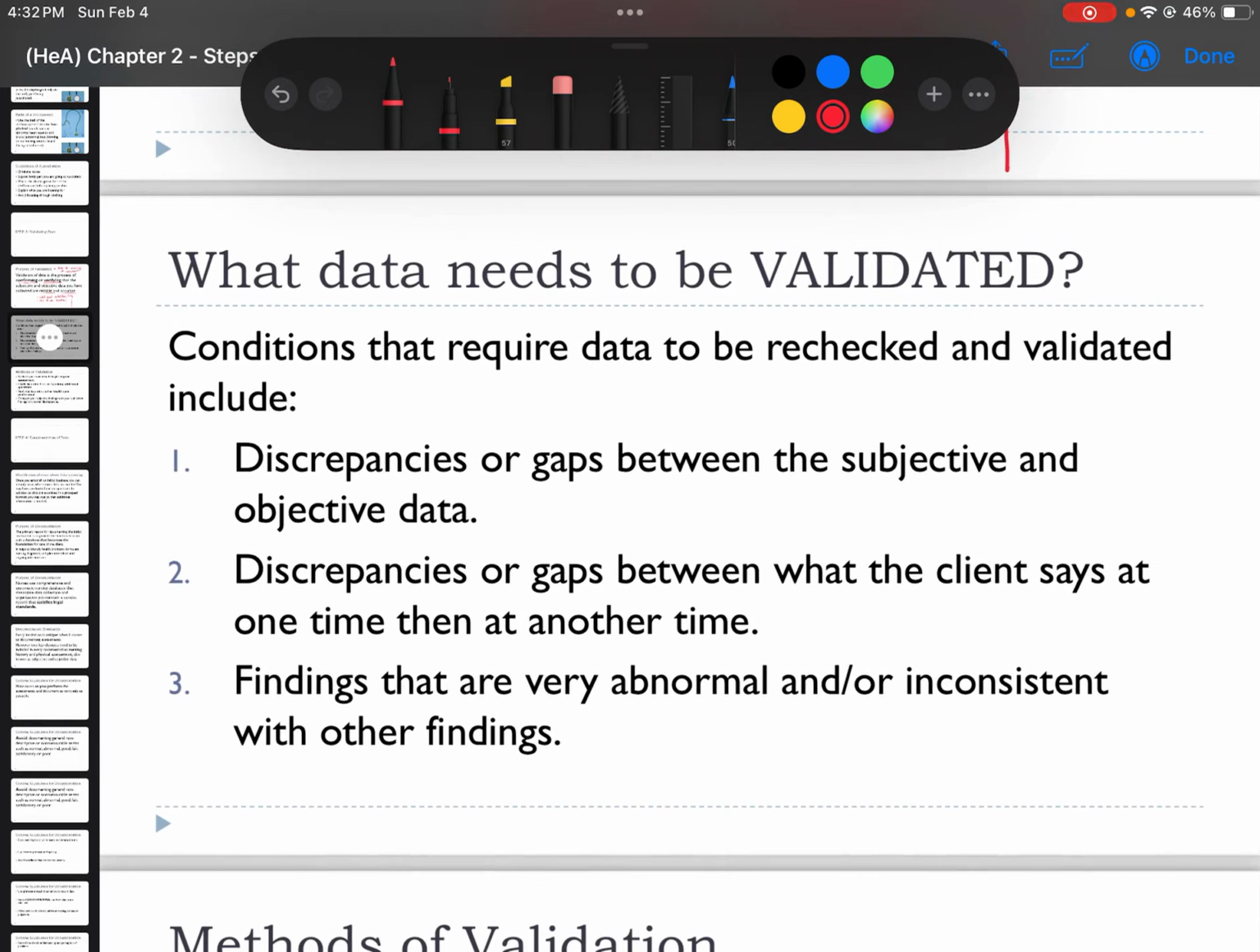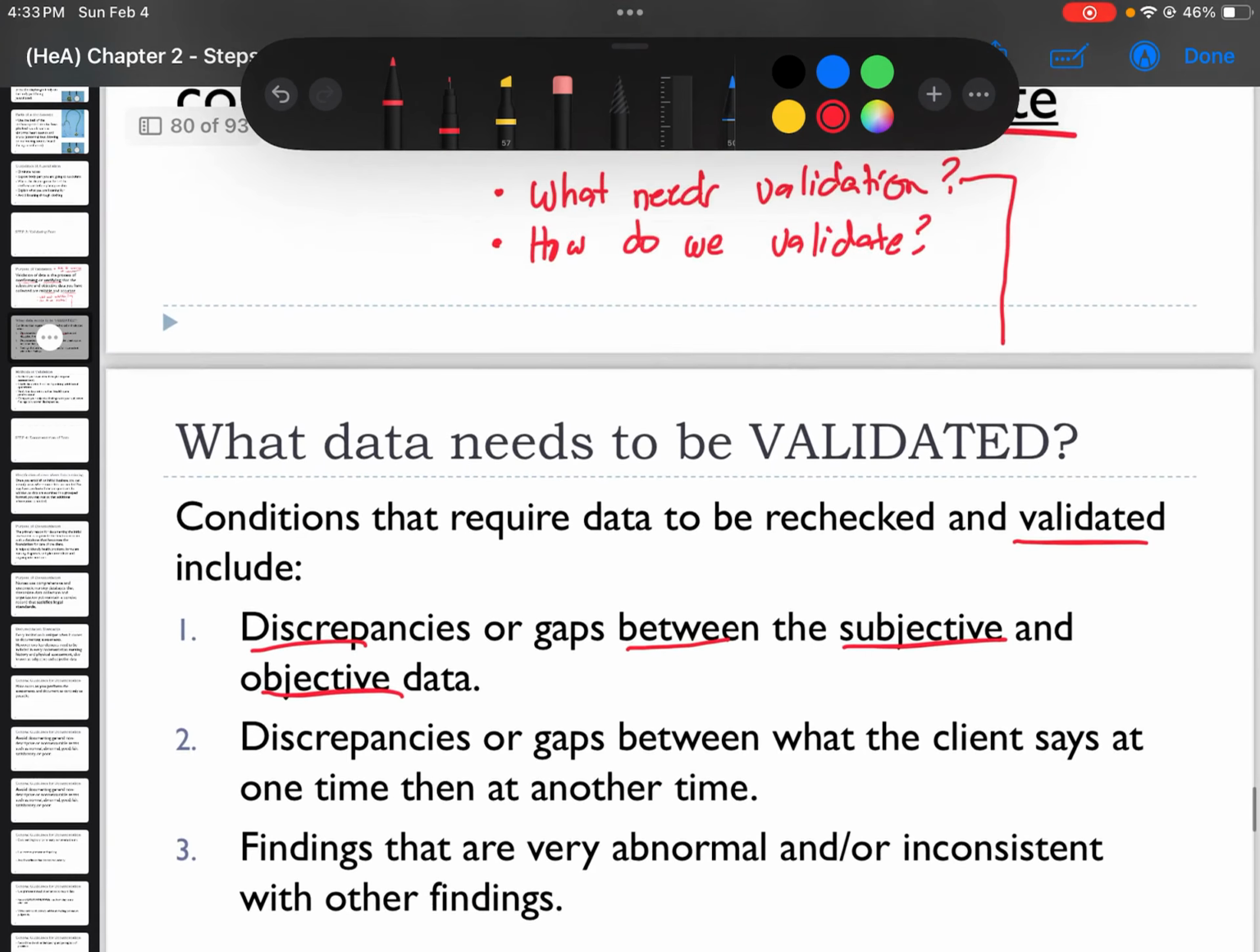Okay, conditions that require data to be rechecked and validated include number one, discrepancies between the subjective and objective data. When we say discrepancy between the subjective and objective data, class, there is a conflict between our subjective and objective data.